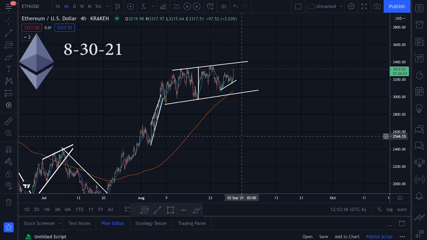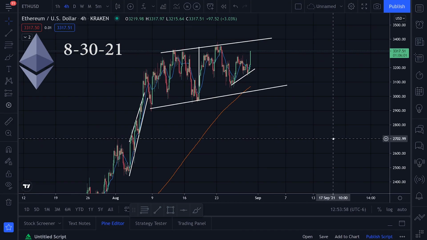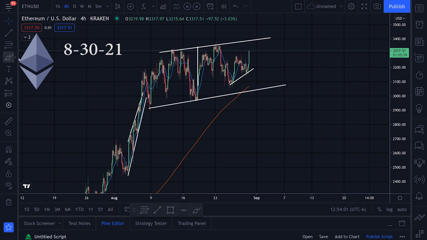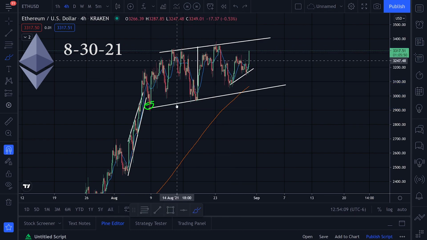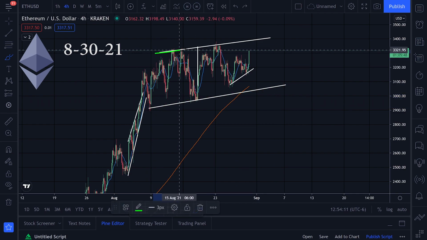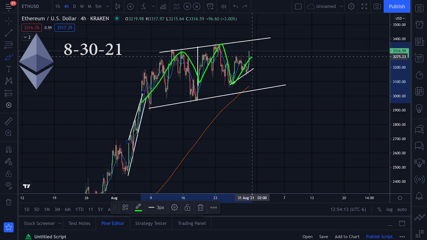Let's take a look at the chart action for Ethereum. In my last video, when we were looking at Ethereum, I'd been watching this resistance right here and this resistance right here, and this support right here. We didn't come down and touch it, but basically there's a trend line going like this and a trend line going like this. We've been bouncing in between those.